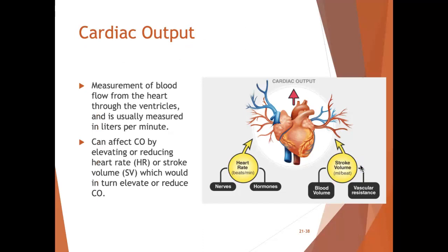When we use that term, we're talking about the amount of blood flow from the heart through the ventricles, and it's typically measured in liters per minute. This is calculated by taking our heart rate, which could be affected by nerves and our hormones, and multiplying it with stroke volume, which is affected by blood volume and our vascular resistance. Anytime heart rate or stroke volume increases, cardiac output will also increase, and vice versa. If these decrease, cardiac output decreases as well.